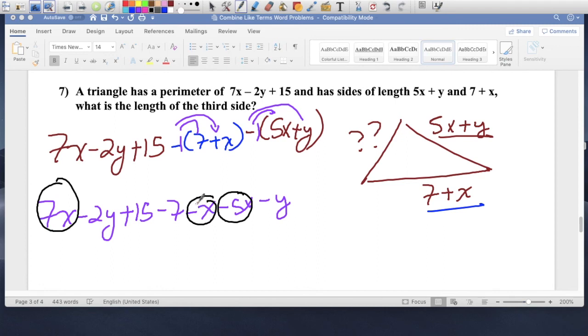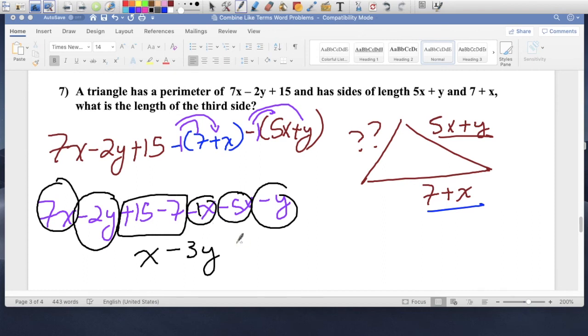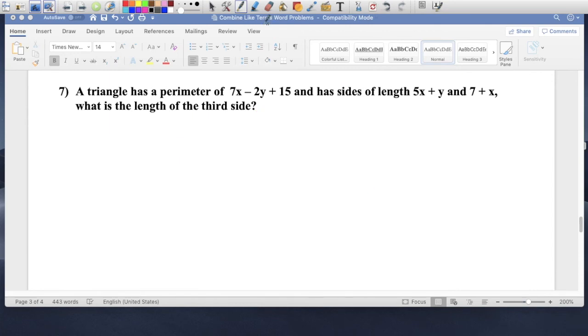Combine like terms. 7x, with this being an x, minus x, minus 5x. 7x minus 1x is 6x. 6x minus 5x is 1x, or just x. The y's: negative 2y, and negative y is negative 3y. Be very careful. And then 15 minus 7, that's the easy one, plus 8. So that missing side is x minus 3y plus 8.